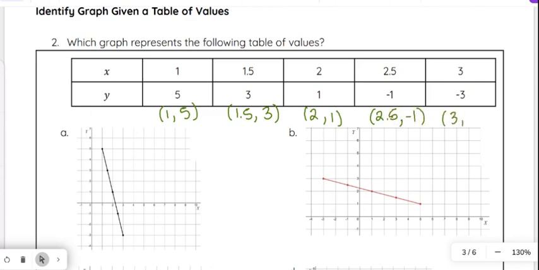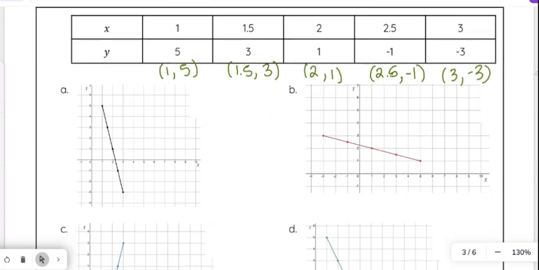-1), and (3, -3). So we have 5 ordered pairs here really, and then now once you realize that, whether you write it out or you just read it that way from the table, we see that we can do the exact same thing that we just did on the last one. So if we look at A, we can see (1, 5) is the first ordered pair, and that's here. Then we've got (1.5, 3) is the second point right here. Then we have (2, 1), and that is another point on this graph. Then we have (2.5, -1), which is right here. And then we have (3, -3). So it seems like A is our answer.